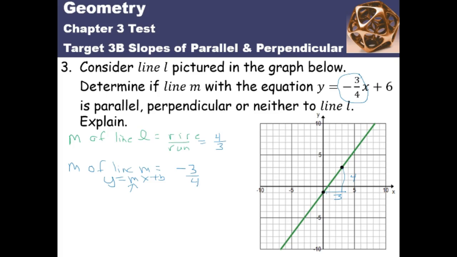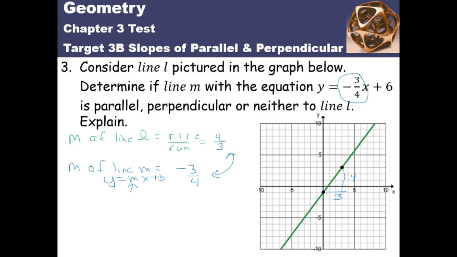So looking at these two, are they equal? No, they're not. One is 4 over 3 and the other is negative 3 over 4. So they're definitely not equal. Are they negative reciprocals? And the answer is yes, they are. If I flip over 4/3, I get 3/4, and I change the sign. This was positive, so this one should be negative, and it is. So when I flip 4/3 over and change the sign, I get negative 3/4.